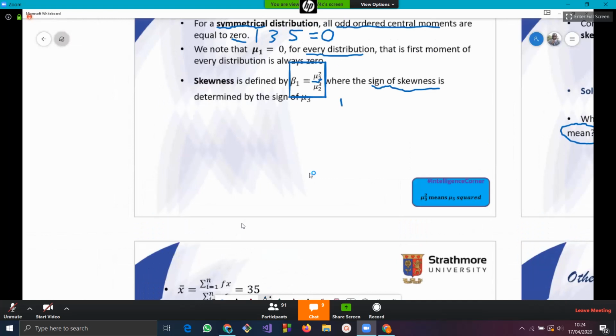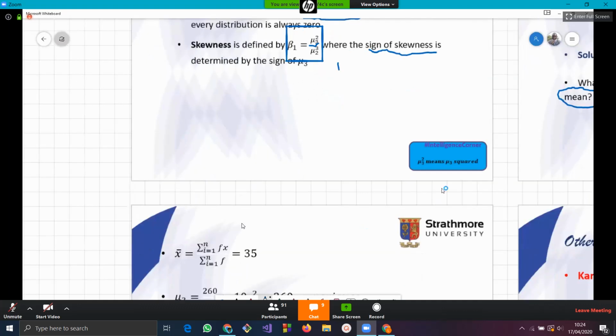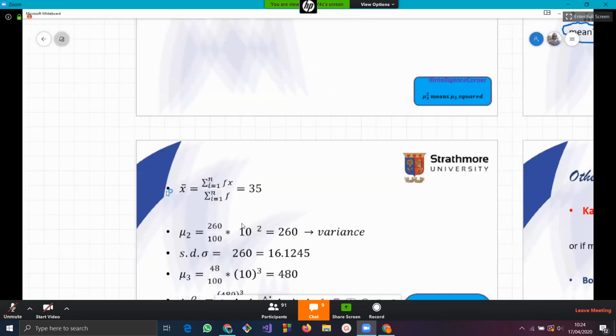Now, who has found this one? This current one. So for kurtosis, it's only the second moment that is squared. The fourth moment, nothing happens. You just take it as it is. And it's called beta 2.